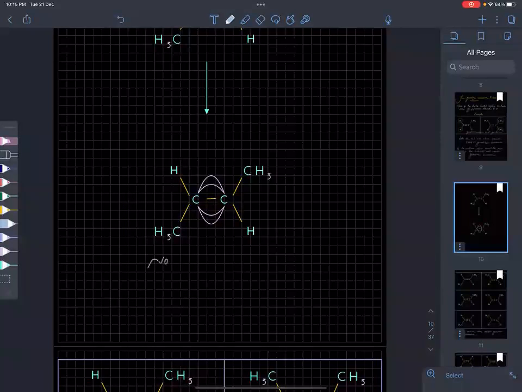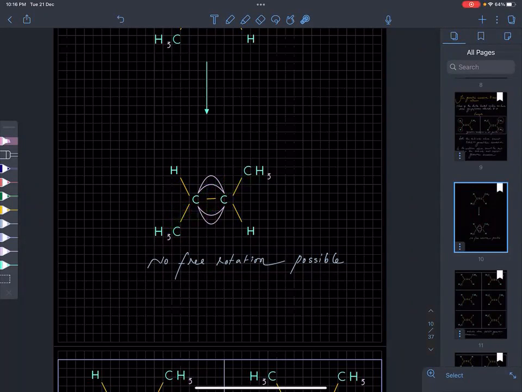Sir, there is only one pi bond. Why are you drawing two? No, no. One pi bond is one above and one below. If two pi bonds are there, then one will be at the front and one at the back. For example, if you have a triple bond, two pi bonds are present, right? This is only one pi bond. If a triple bond is there, one will be at the front and one at the back. You are getting my point?